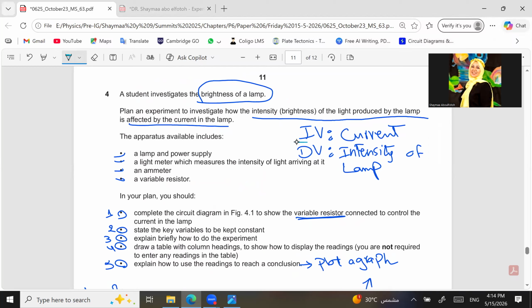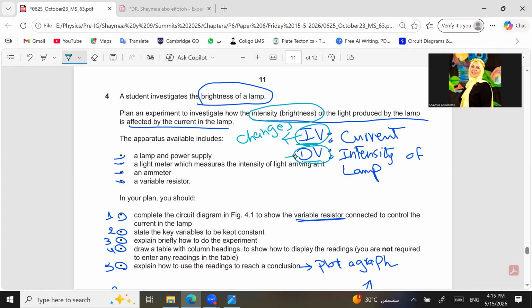Now I have to focus on the independent variable and dependent variable. What's changing? I need the change that I need to make to measure something. I change what? I change the current, and according to the current, I'm going to measure the brightness or the intensity of the lamp. So the independent variable, the variable that changes, will be the current. The dependent variable, the variable that is measured, is the intensity of the lamp.